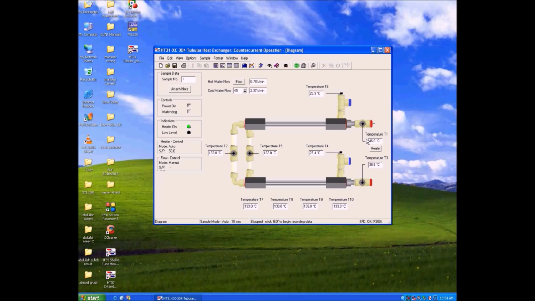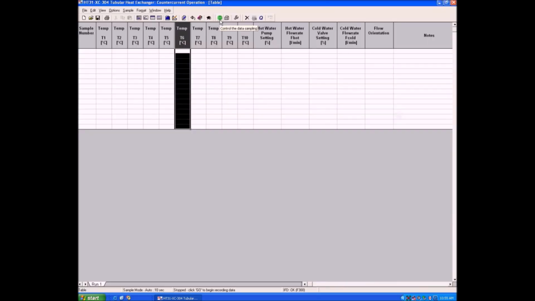So we can start recording the reading. So how to record the reading? Here you can see there is a green color go button. If you press this, all the data will be recorded in the Excel sheet. Click on the view table, Excel sheet, and now we can click on go, so data will be recorded here. See now.